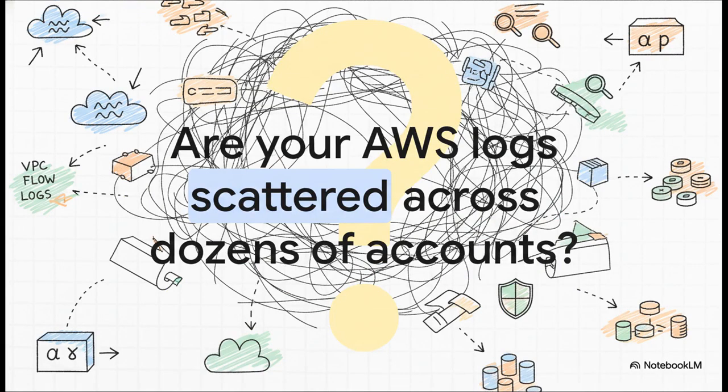So, does this whole scene feel a little too familiar? You've got your production accounts, your dev accounts, your security accounts, and the logs are just everywhere. VPC flow logs are over here, your app logs are way over there, and CloudTrail logs are somewhere else entirely. It's a complete mess, right? And trying to track down a single event can feel totally impossible.